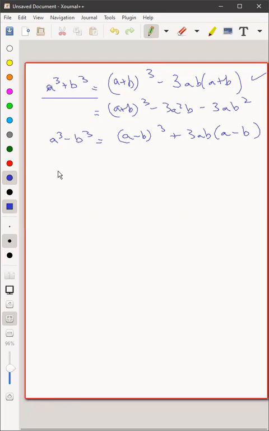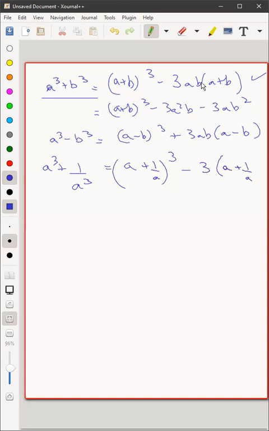Okay. Next one. A cube plus 1 upon A cube. Sir, it will be A cube plus 1 upon A cube plus 3 into A plus 1 upon A. Sorry? I'm going to write A cube plus 1 upon A cube. Oh, okay. A plus 1 upon A, the whole cube, minus 3 into A plus 1 upon A. No, not 3. A plus 1 upon A, sorry.